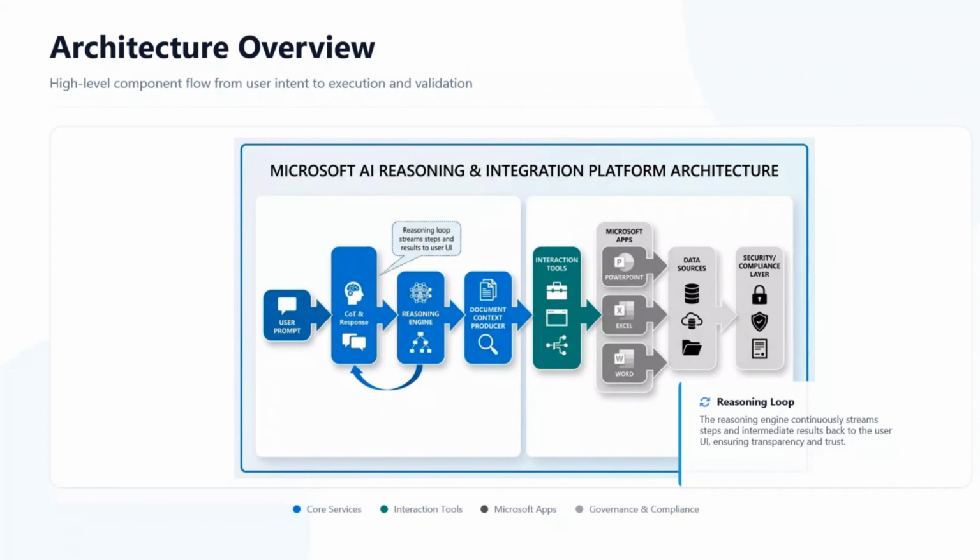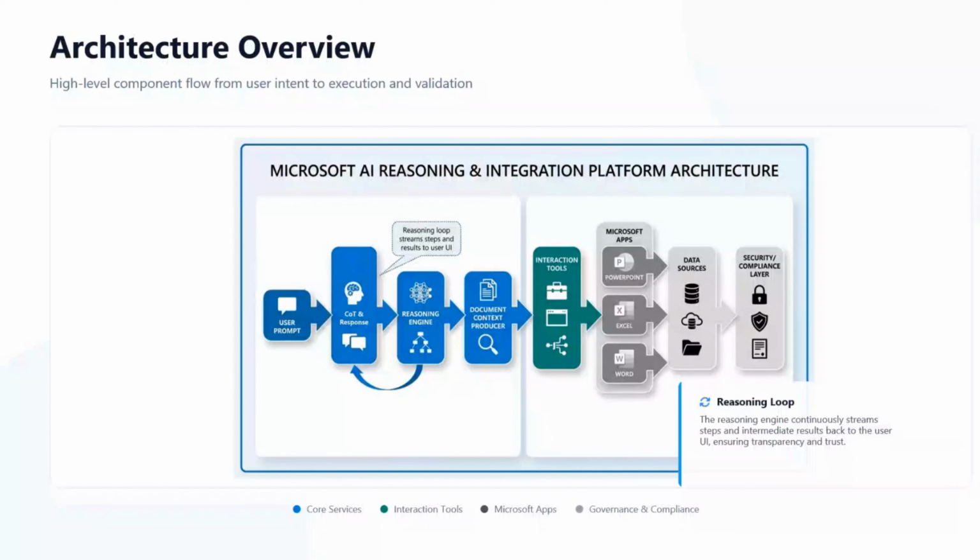Now let's look at the architecture behind Edit with Copilot. This architecture is called Microsoft AI Reasoning and Integration Platform because it provides two key functions. First is reasoning and we have integration. So let's understand reasoning. Copilot doesn't just respond to a prompt, it actually thinks step by step to understand the task and determine how to solve it. Second, we have integration. A system connects with different tool, application, and data source to complete the work. So overall, the platform is both intelligent and deeply connected. If we look at the diagram, the architecture is organized in four main layers. We have the core service, interaction tool, Microsoft apps, and governance and compliance.